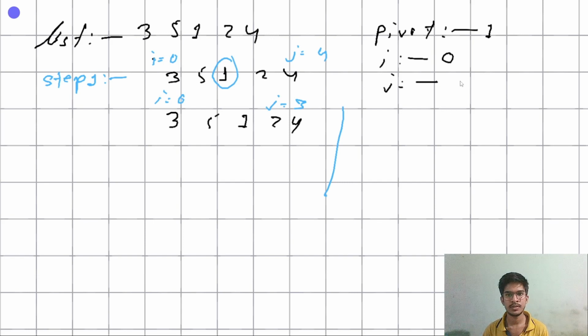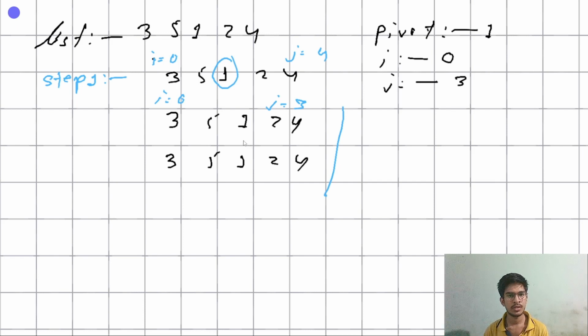Yeah, j equal to 3. Okay, so j equal to 3. Now, j equal to 3 is not less than 1, so it will again decrement. So what will it do? It will just do 3, 5, 1, 2, and 4. Then it will again decrement and go to j equal to 2, which is the position of the pivot.